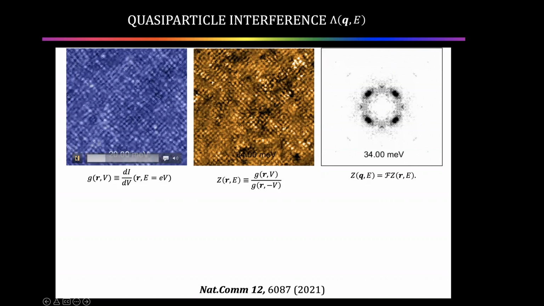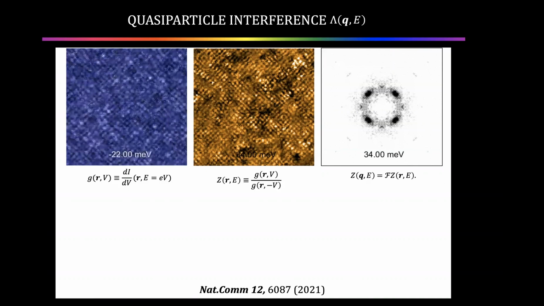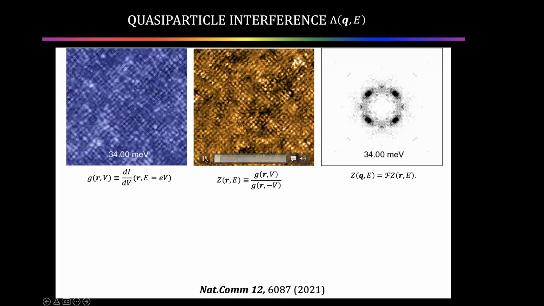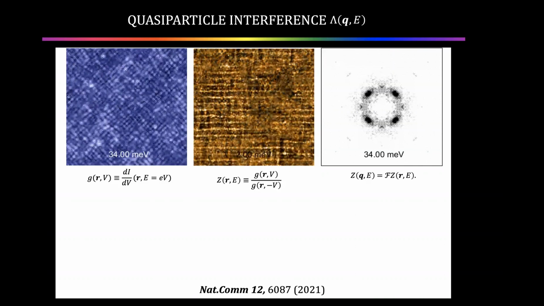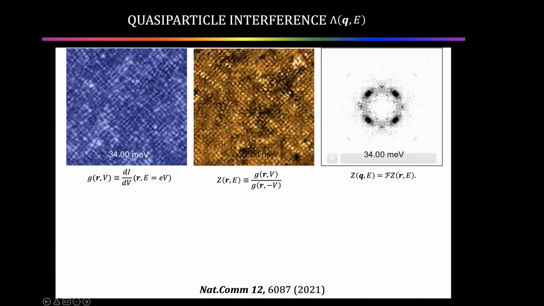So here's a picture of the movie of the density of electronic states. Here's a movie of this ratio. It brings out more clearly the various modulations. And here's a movie of its Fourier transform.